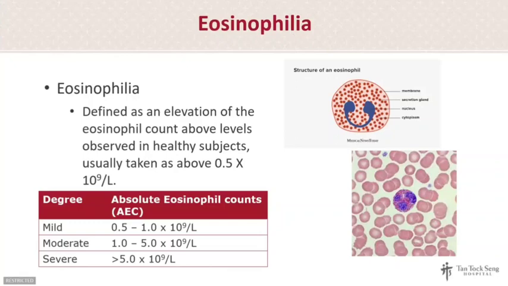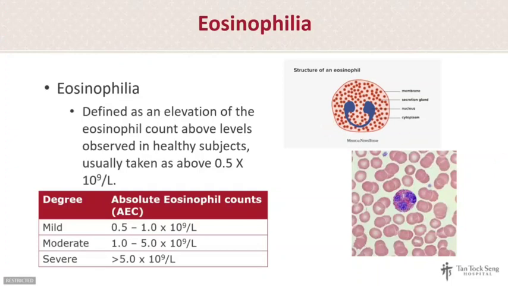So eosinophilia is defined as an elevation of the eosinophil counts above levels observed in healthy subjects, usually taken as above 0.5 times 10 to the power of 9 per liter. Under light microscopy, eosinophils are rounded cells of about 15 microns in diameter, larger than other blood cells like erythrocytes, lymphocytes, and basophils. Eosinophils show a nucleus with two lobes and a thin nuclear bridge in between, connecting both lobes.